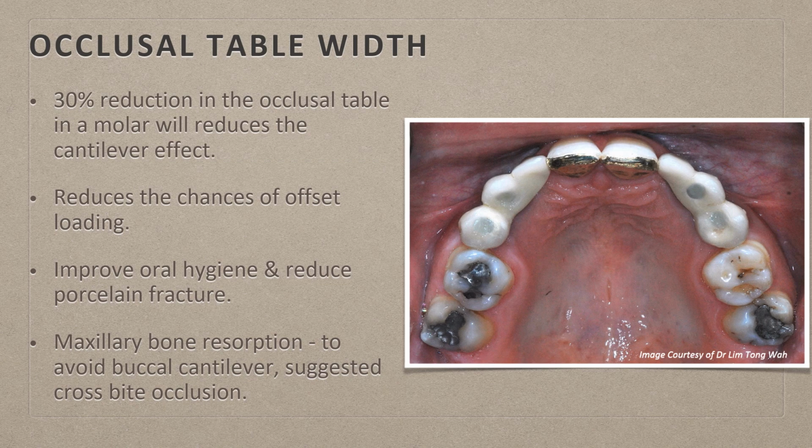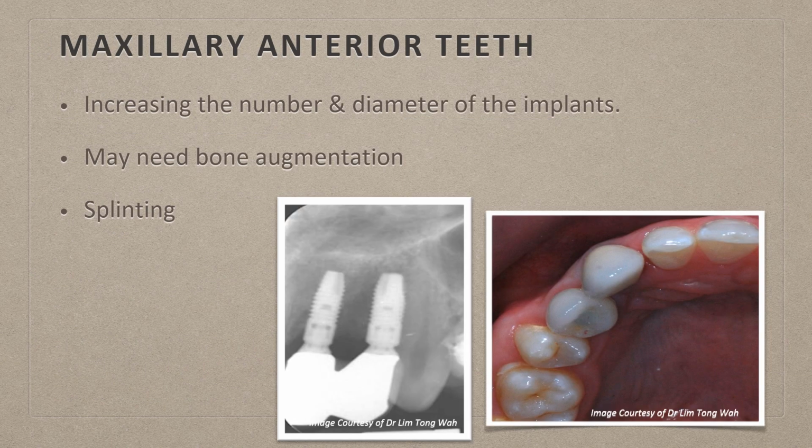Sometimes, we might consider crossbite occlusion to avoid buccal cantilever and increase the axial loading for maxillary posterior implants due to bone resorption. To protect the maxillary implants, we might need to consider increasing the number and diameter of the maxillary implants, splinting them together to distribute and share the occlusal loading. Bone augmentation might be needed for some cases.